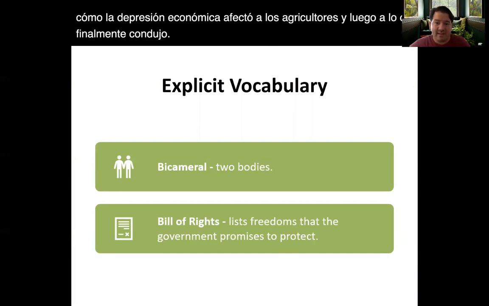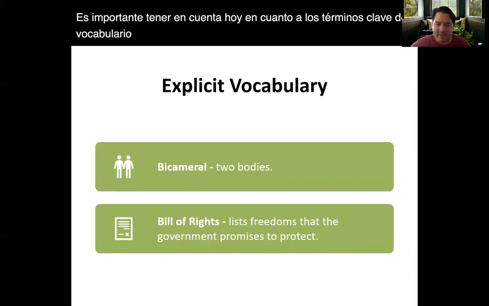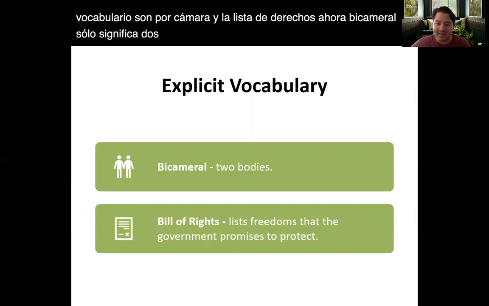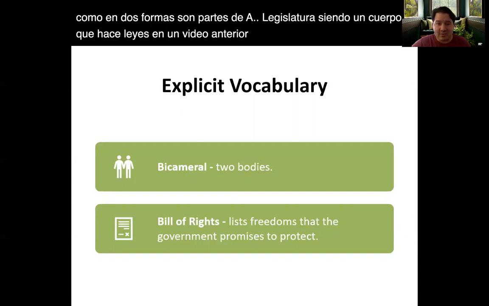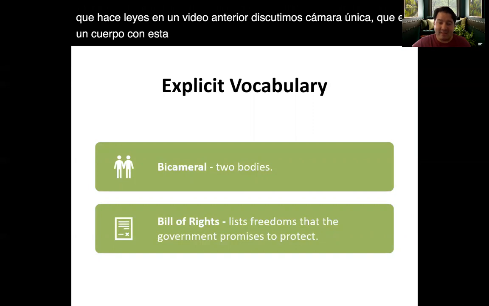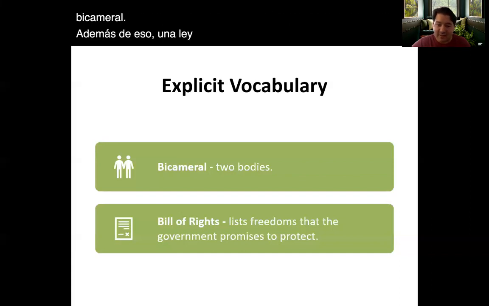Important to note today, as far as key terms or vocabulary, are bicameral and Bill of Rights. Now, bicameral just means two bodies, and we're going to be talking about two bodies as in two forms or parts of a legislature, being a body that makes laws. In a previous video, we discussed unicameral, which is one body. With this new constitution, we're going to see the benefits and some of the weaknesses or drawbacks of a bicameral system. In addition to that, a Bill of Rights is just a list of freedoms that the government promises to protect.